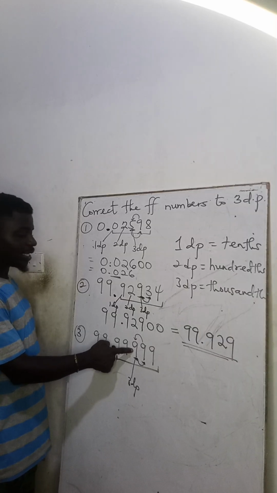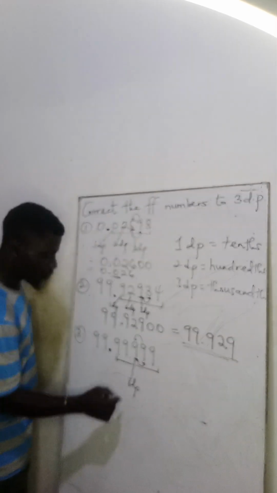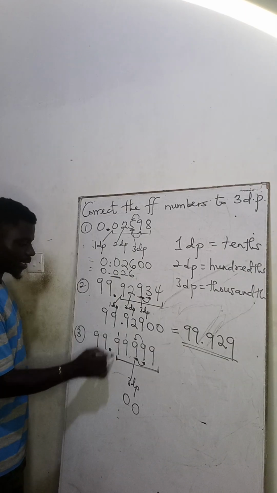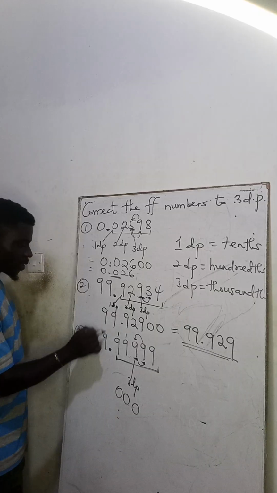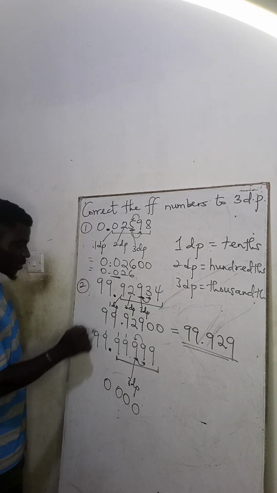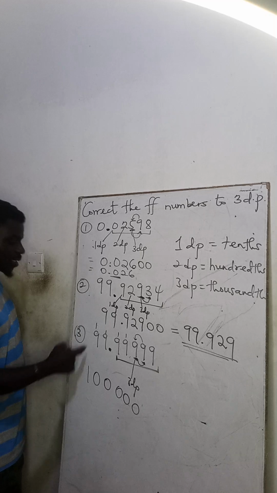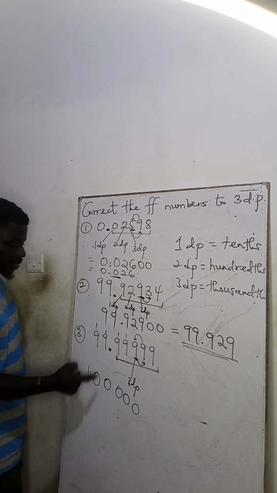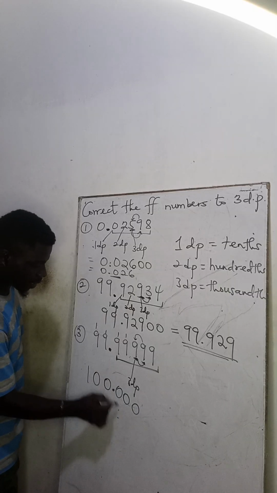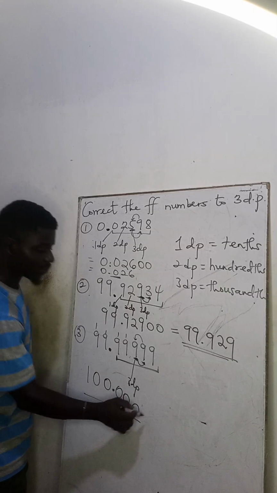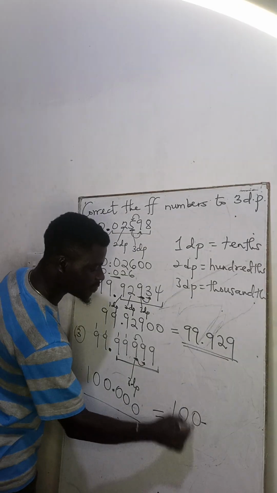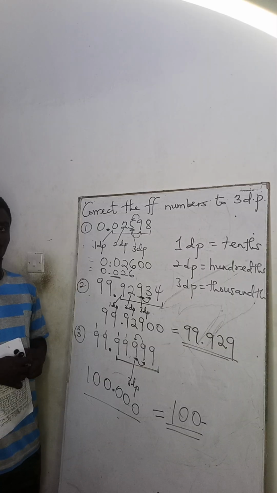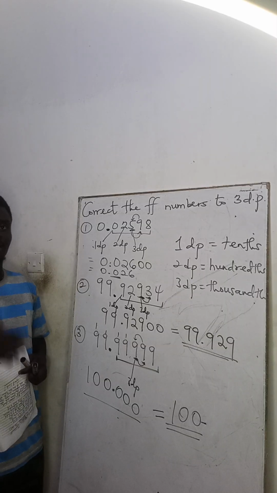Now when you add 1, here will be 10. So you write 0, carry 1 again, 10. You write 0, carry 1 again, 10. Now this time around, you can't carry any 1 again because we have no number here. We have to drop our decimal point. So 100.000 is the same thing as 100. See you in our next question.